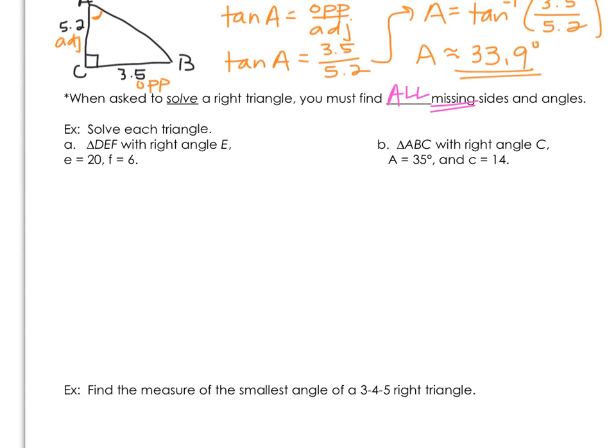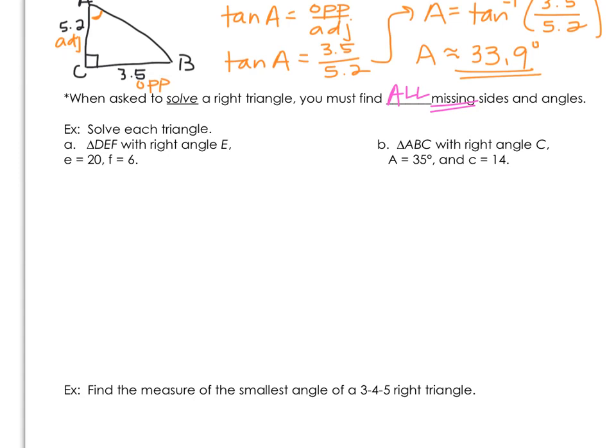In the two examples up above, we just found one part that was missing in each right triangle. When you're asked to actually solve a right triangle, that indicates you're finding all missing sides and angles, not just one particular side or angle. Here's what I mean. Example A for A and B, solve each triangle. So now I have different letters. We'll just see what this looks like.